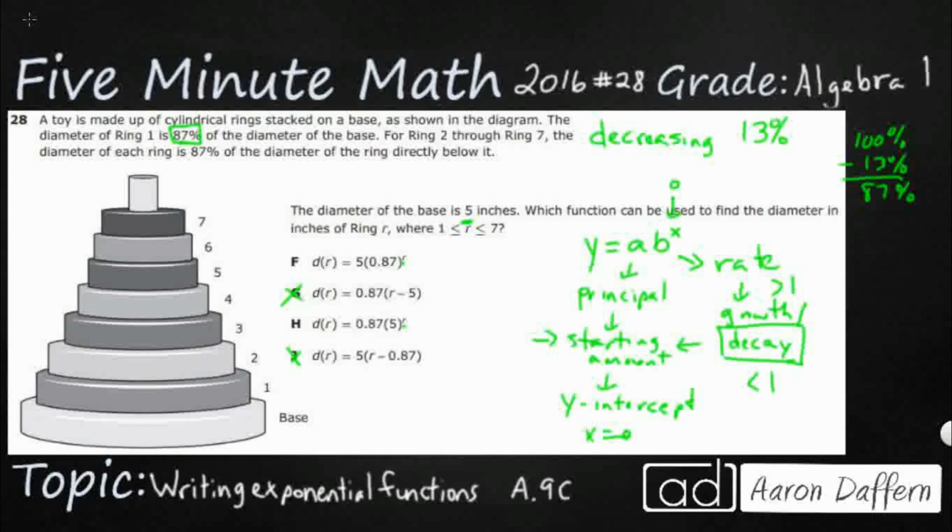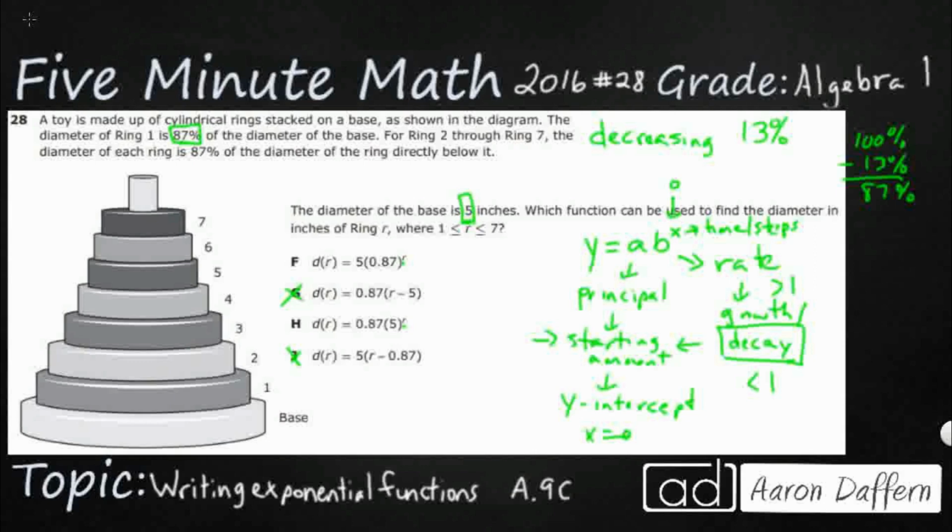And then this x is going to be, typically, our time, but sometimes it's just going to be our steps. So we just have steps 1, 2, 3, 4, 5, 6, 7 here. Well, what is our starting amount on this particular problem? Well, they give it to us. They say the base is 5 inches.